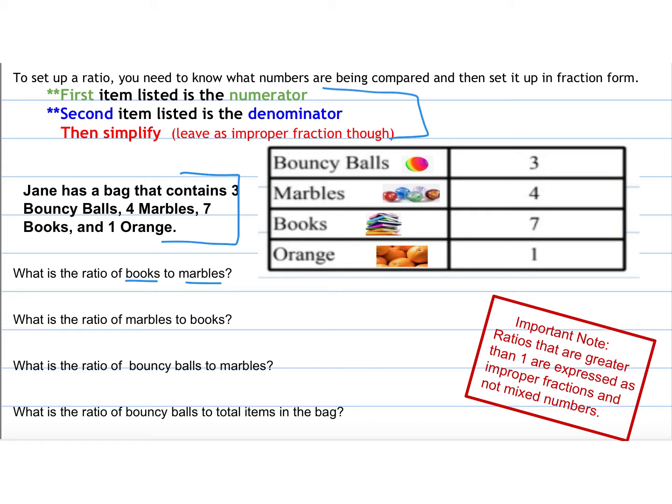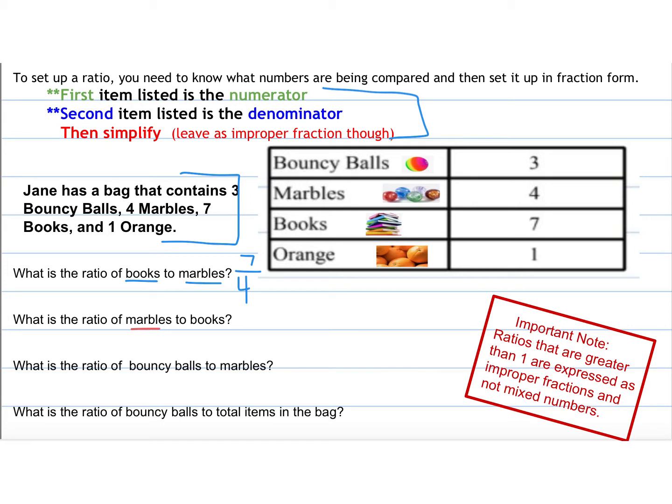Well, there's 7 books, that's the first item, so that's going to be our numerator. There are 4 marbles, so that's our denominator. That cannot be simplified, and we're going to leave it as an improper fraction, so 7/4 is our answer. Next one, what is the ratio of marbles to books?